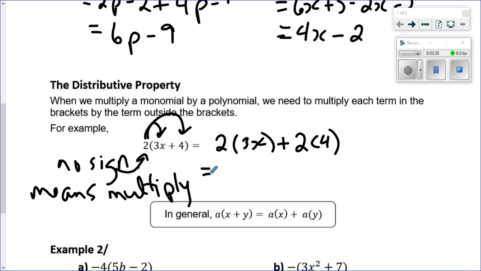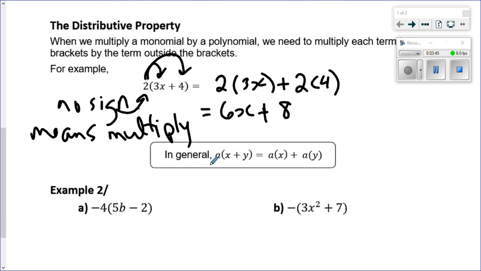Then we can finish our expansion because once again, no sign means that we're multiplying. So 2 times 3x is 6x, and then 2 times 4 is 8. These are not like terms, so we can't do anything further with it. It just stays 6x plus 8.